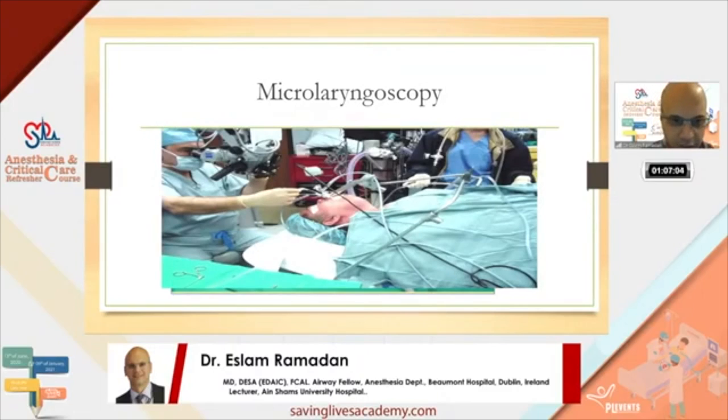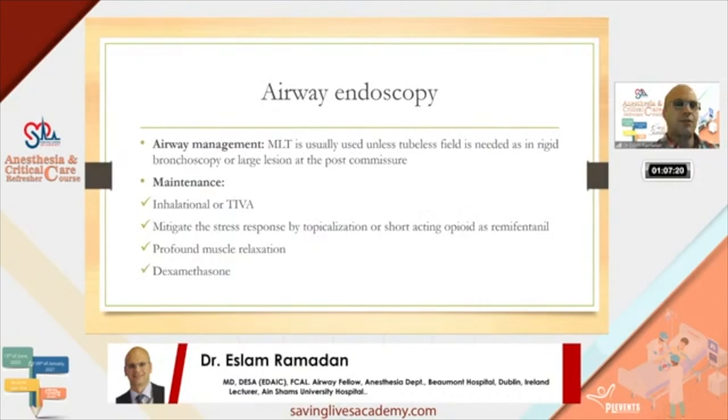Like this one, I don't know if it's clear or not, but you can see this is a surgical laryngoscope suspended to a metallic frame around the patient here, so the surgeons can do the surgery with two hands and a clear view.